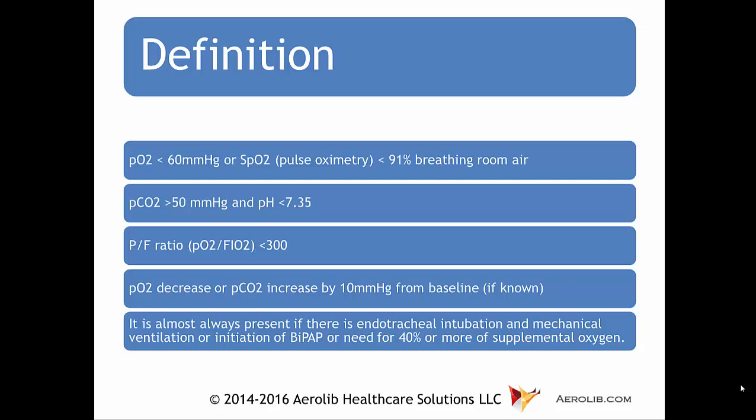For our patients who have COPD, another way of looking if there is acute respiratory failure is to look at the PO2 decrease or PCO2 increase by 10 mm mercury from their baseline. And we all know that acute respiratory failure is almost always present if there is endotracheal intubation and mechanical ventilation, or initiation of BiPAP, or need of 40% or more of supplemental oxygen.